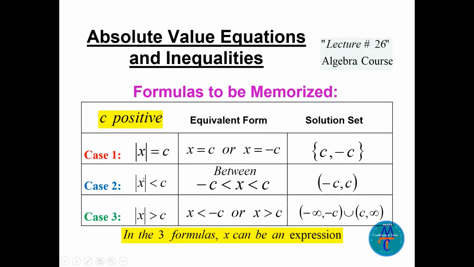Now remember, in the three formulas here, three cases, x can be an expression. It's not only x, sometimes x minus 5, sometimes 2x plus 10, maybe a fraction, x minus 2 over 7x plus 3 is equal to 5, something like that.